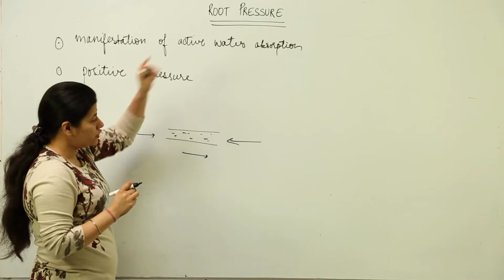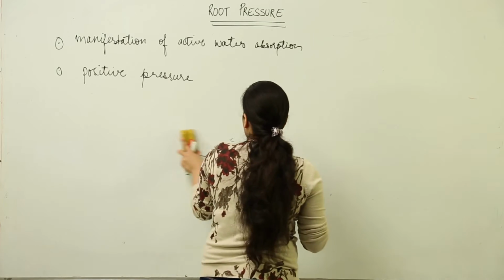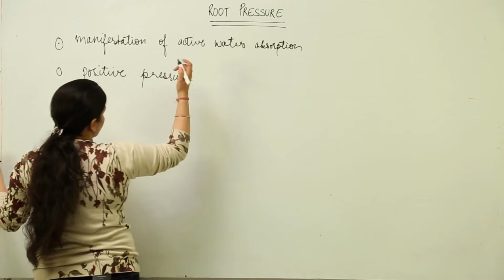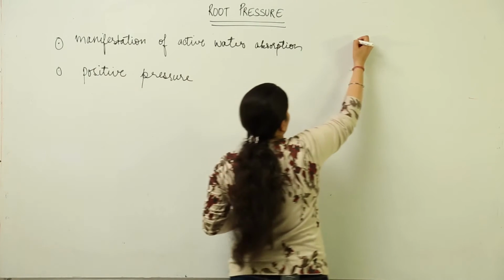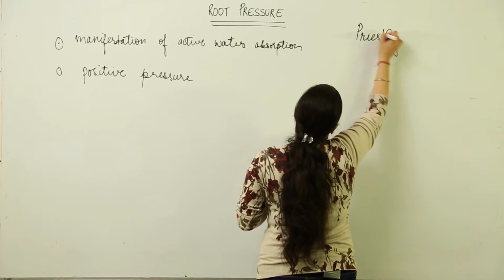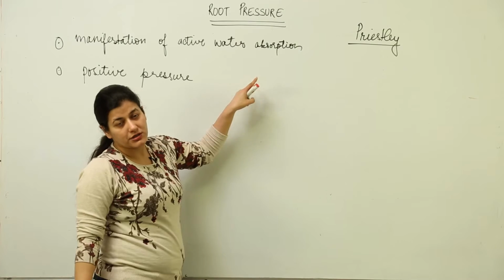So we have the root pressure that was observed by certain scientists. First of all, root pressure was observed by Priestley. You must remember the name of this scientist. Why? Because he was the one who discovered oxygen. So Priestley discovered root pressure in certain plants.